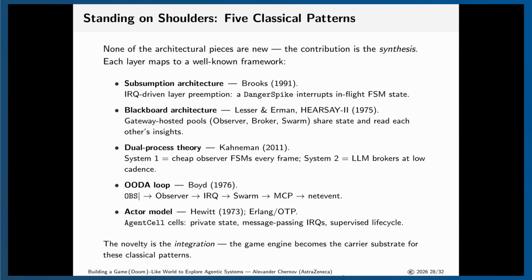We have blackboard architecture. It's also gateway hosted pools. For example, we have observer, broker, swarm. We have dual process theory, so we have a two-speed system, a slow system and a fast system. For example, LLM is our slow system, and for the chip observer, it's a fast system, so that we keep up with the game. We also have loops for the observer.